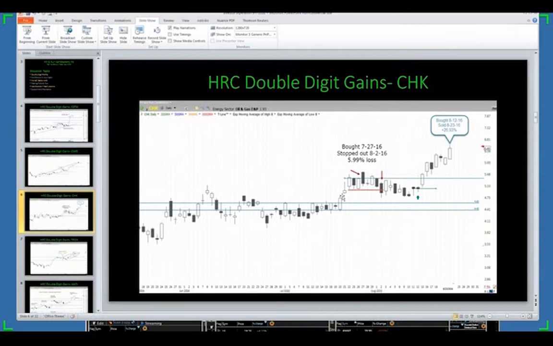This, again, was a members trade idea. And I personally bought this on 7/27, and I was stopped out on August 2nd for, let's just call it, a 6% loss. And you see how we popped up and broke out right there? To me, that's a classic buy.